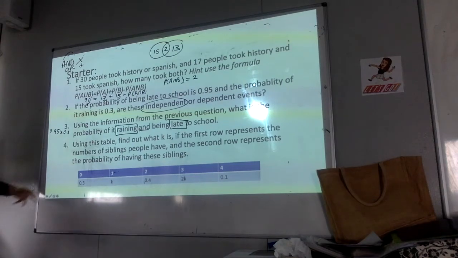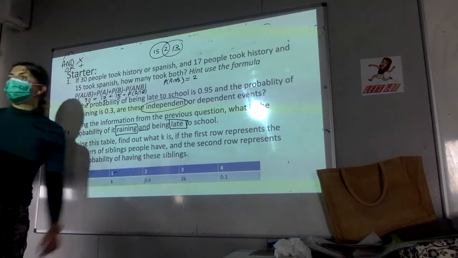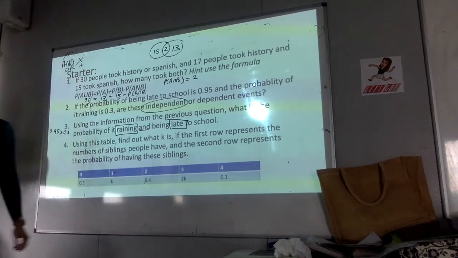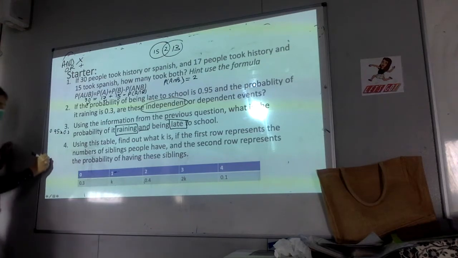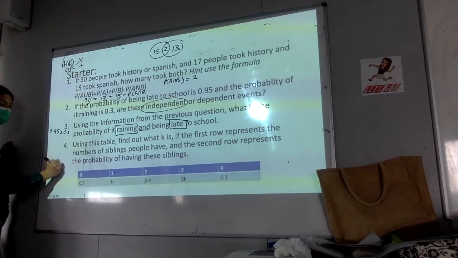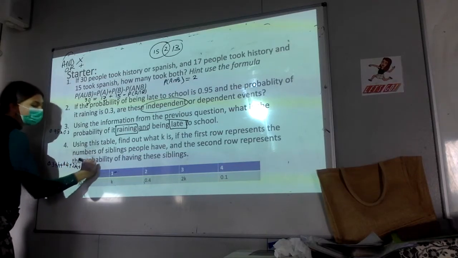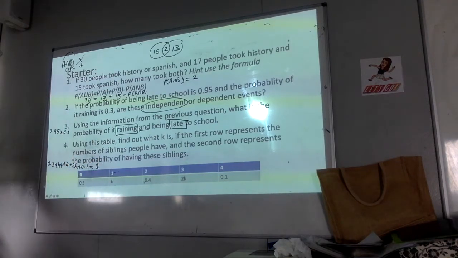Now, this is called an expected value table. It tells you a variable on the first row and the variable on the second row. What do you think all these numbers need to add up to if they're probabilities? Yes, excellent, 1. So what I'm going to do is 0.3 plus k plus 0.4 plus 2k plus 0.1. Now, Nikolai's going to say, can I just do this in my head? Absolutely. But if you get the answer wrong, you're not going to get marks. So the more workings you show, the better for your exam.